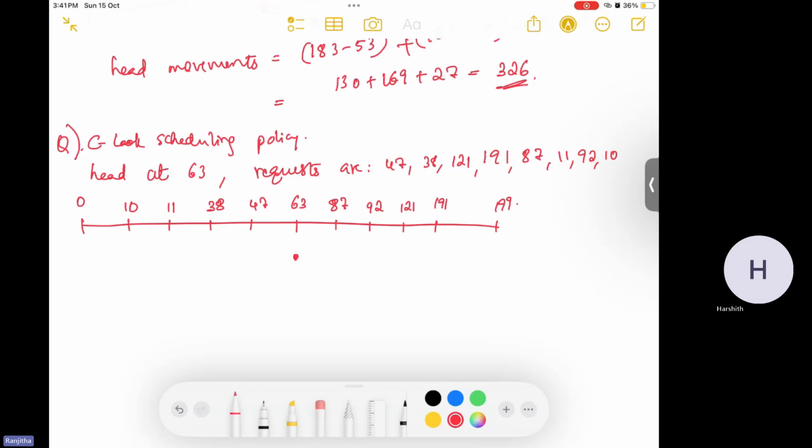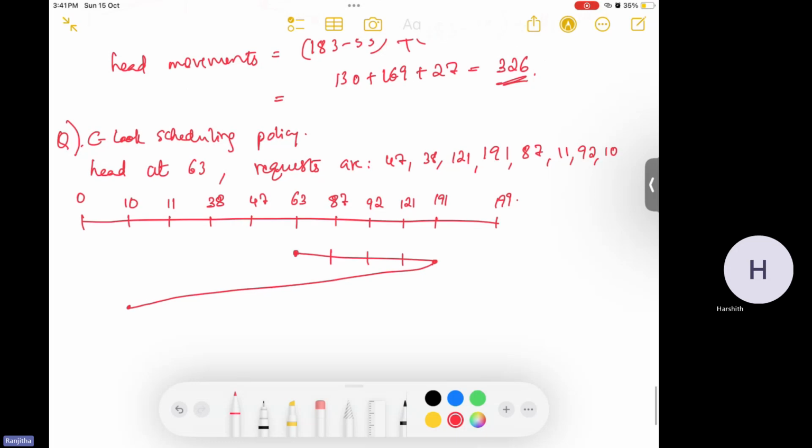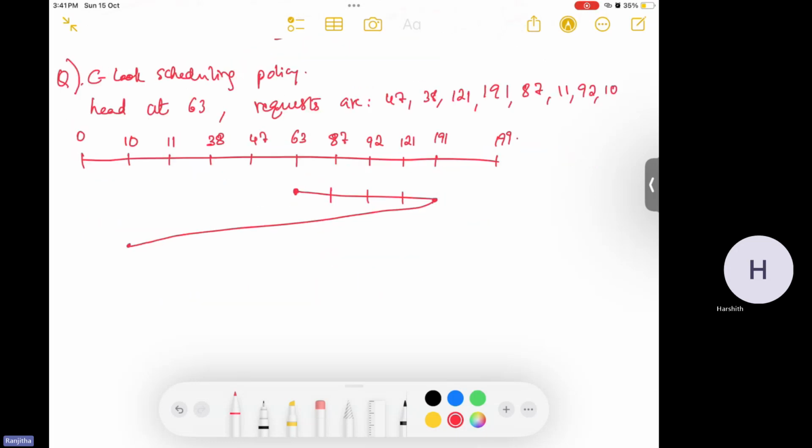So we start here. It is C-LOOK. So we will go all the way till 191. On the way, we will read 87, 92, and 121. Then we will come all the way to 10, but we will not read any request from any of those tracks. Then again we'll go forward, and then we'll read 11, 38, and 47.